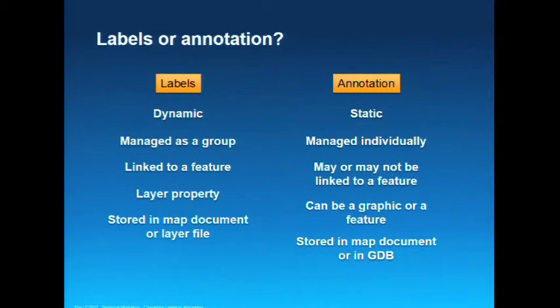It can be a graphic or a feature. If you're looking at map annotation, which we'll look at next, it's a graphic. If you have geodatabase annotation, whether it's a file geodatabase or an enterprise geodatabase, it's a smart feature. It's a row in the attribute table. And again, we can store it in a map document or in a geodatabase, and we'll look at that in the demo.